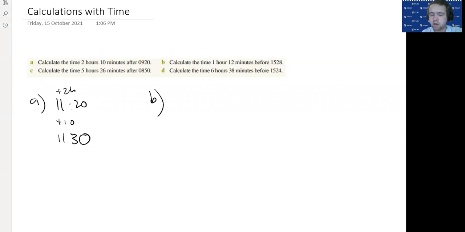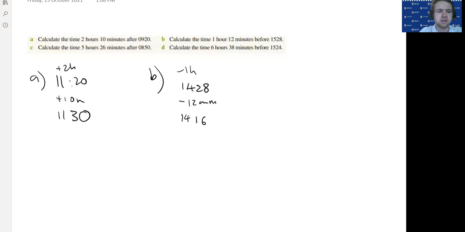hours before. Okay, so we're going to subtract 1 hour, which becomes 14:28, and then subtract 12 minutes, and we're just looking at the third and the fourth digit. We take away 12, and we get 1416 as our final answer here.